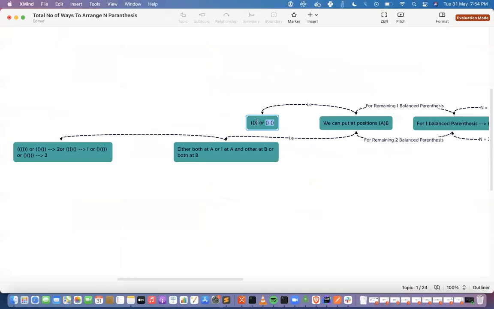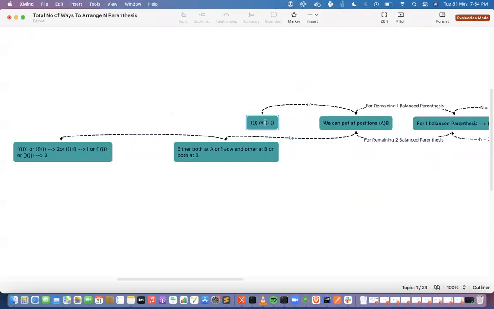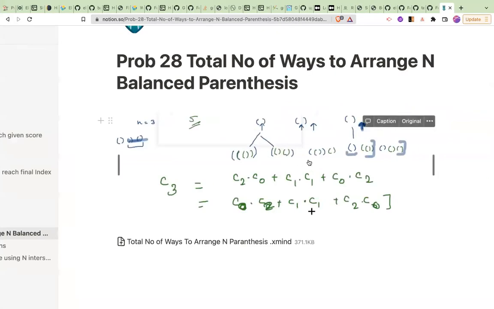So I can't split this. Even if I can split it like this, it isn't forming a balanced one. So I think we can place only this one and not this one. Understanding what I'm trying to say? Yes. What's your point?